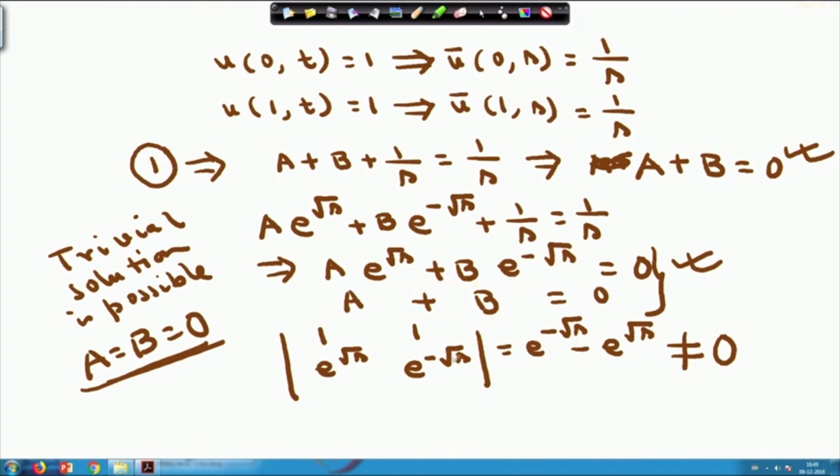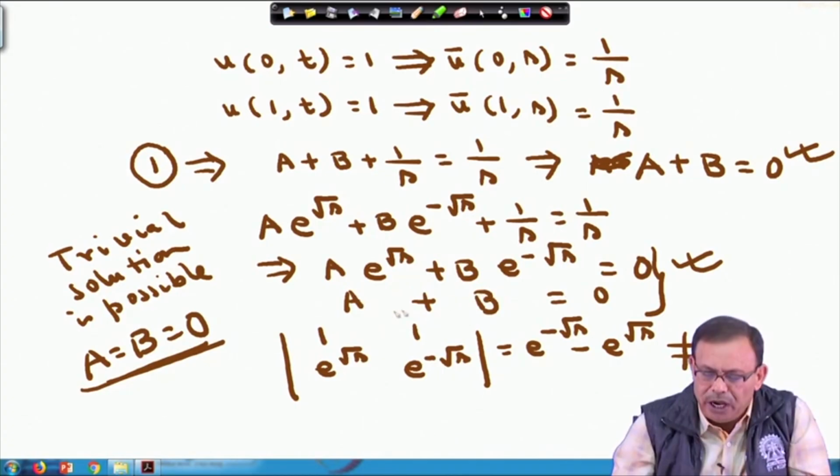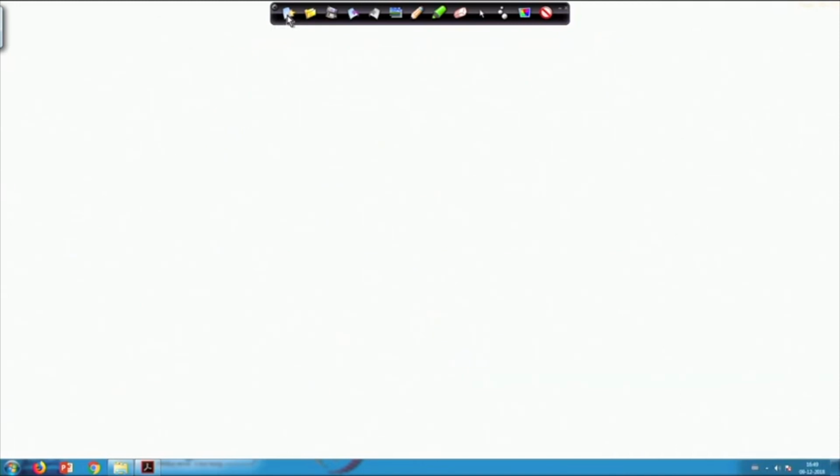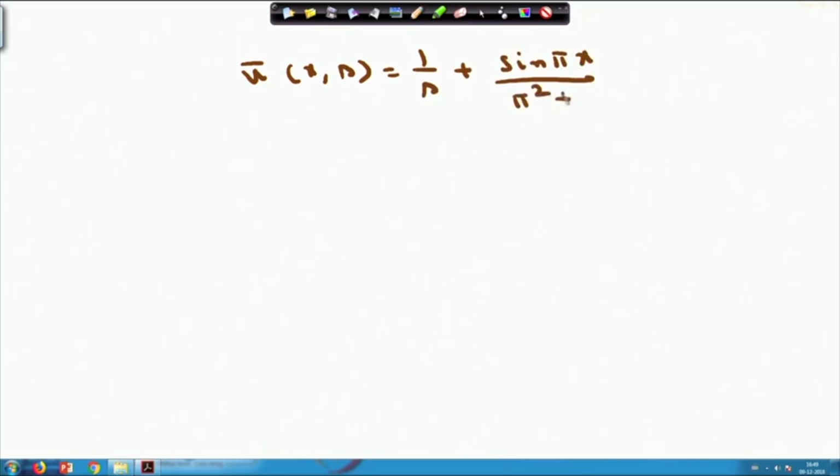So, depending upon the nature of the problem, we have to find out the values of the constants a and b. In this case, since only the trivial solution is possible, we are getting the result as a equals 0 and b equals 0. So, by substituting this solution, you can obtain u bar x s. This is nothing but 1 by s plus sin pi x divided by pi square plus s.